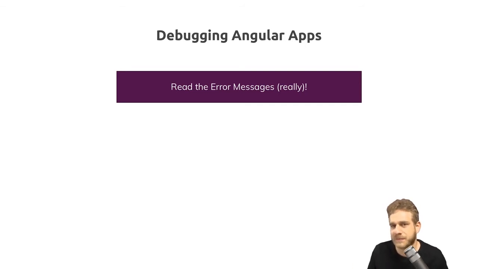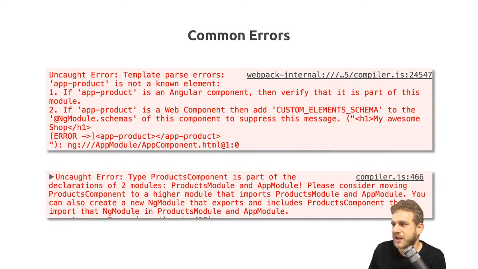So read the error messages and try to incorporate the information you find in there. Let's have a look at a few. Here are two error messages. The first one says uncaught error template parse errors. App product is not a known element. You often get that if you forget to declare your custom components. So if you didn't add them to the declarations array in app module. Make sure that you check if that's the case.